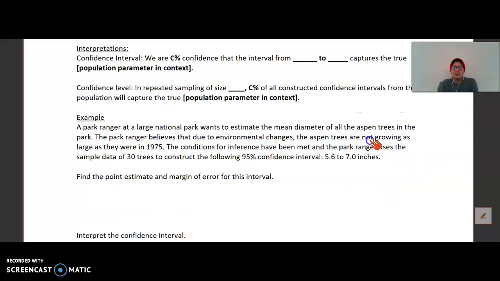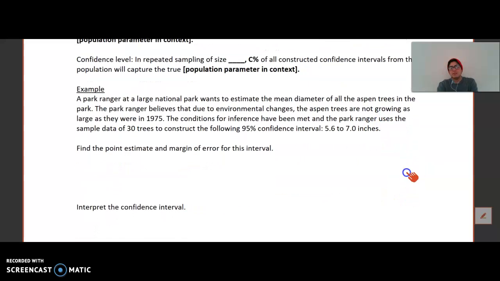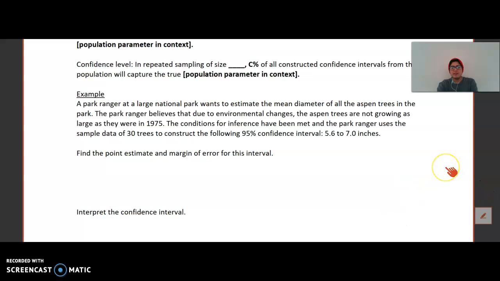So let's go ahead and take an example here. This is pulled from one of the StatsMedic practice tests from last year's modified AP exam. Suppose a park ranger at a large national park wants to estimate the mean diameter of all the aspen trees in the park. The park ranger believes that due to environmental changes, the aspen trees are not growing as large as they were in 1975.